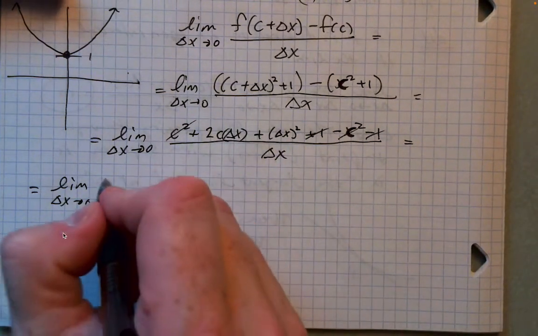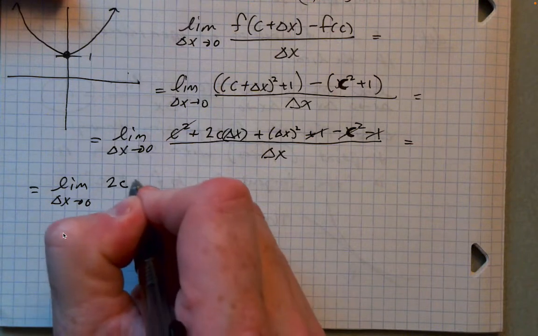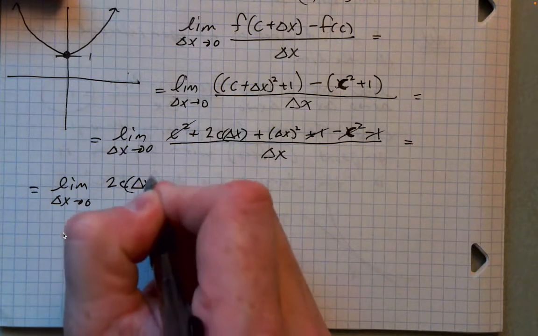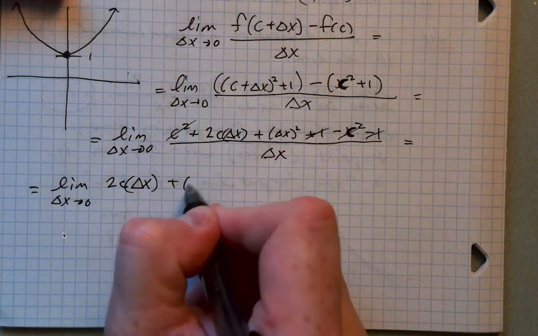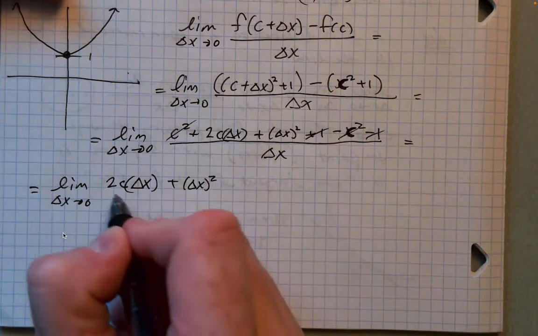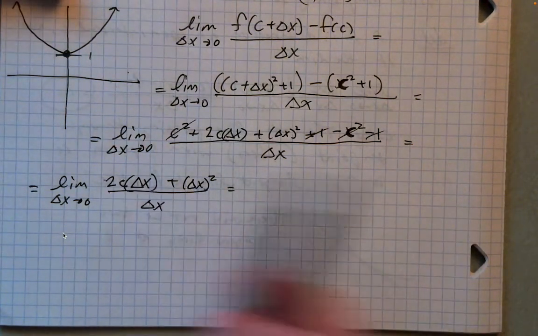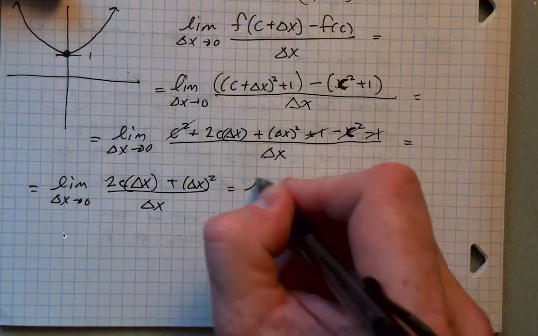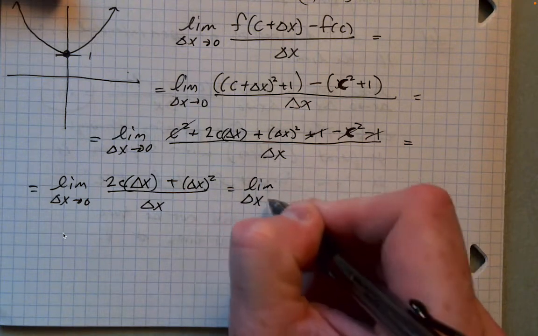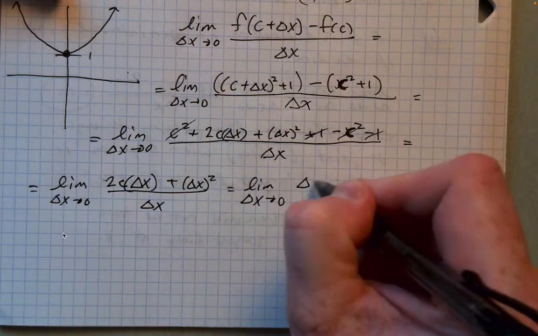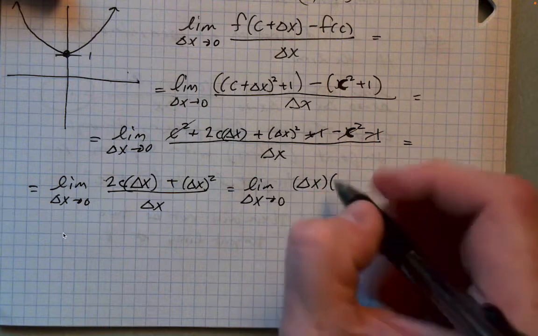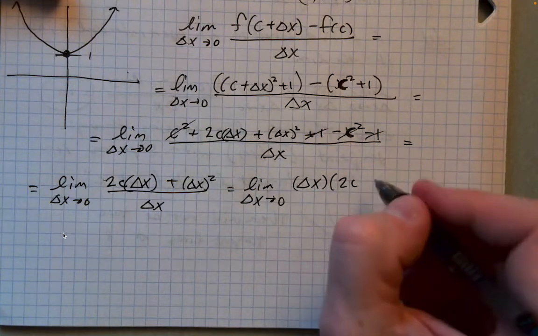So let's write those out. 2c delta x plus delta x squared, all divided by delta x. Now there's a lot of algebra we can do yet, so we can factor delta x out of the top here. I'm just doing this very explicitly, but if you see it, then you can see what's going on here.